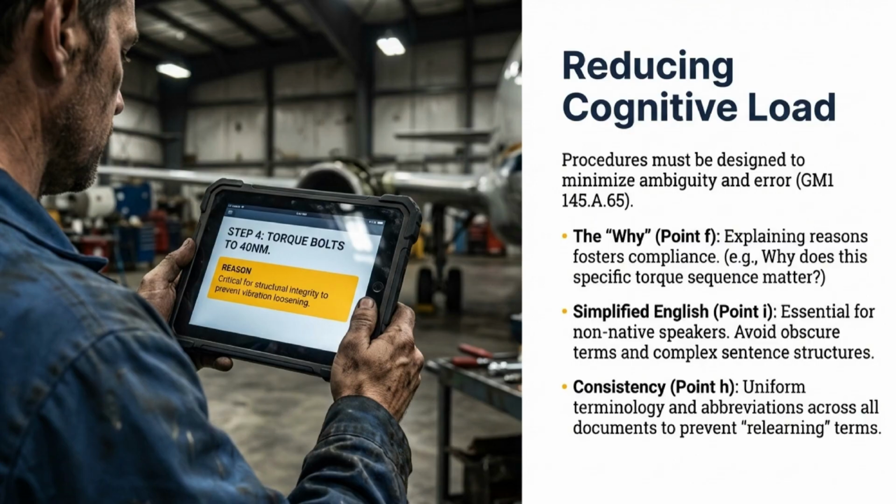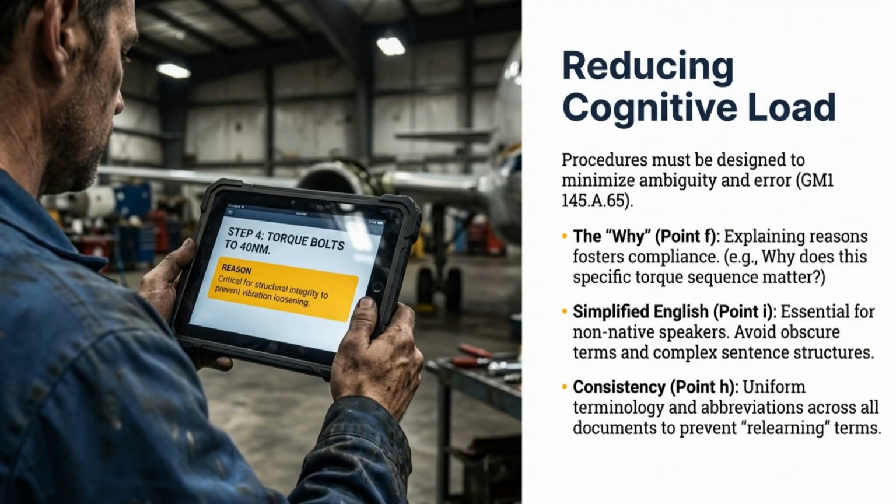So, in summary, GM1 gives us this comprehensive framework for designing truly human-centric procedures. It's about involving the users in the design, ensuring accuracy and usability, tailoring it to the user's expertise and the specific operational environment. Prioritizing clarity, explaining the why, defining critical steps clearly. Maintaining consistency using simplified English, all ultimately designed to make procedures effective, reduce ambiguity, and minimize the chance of human error. It's a very practical guide.